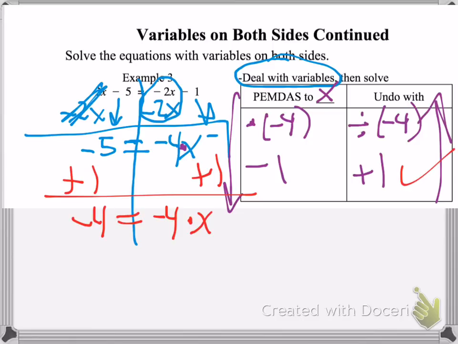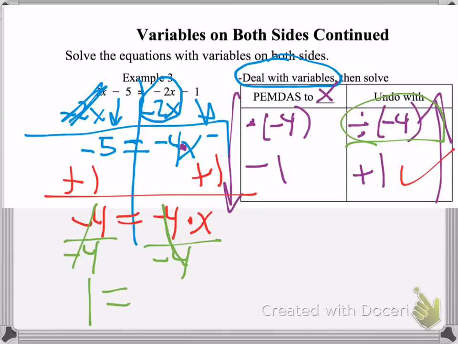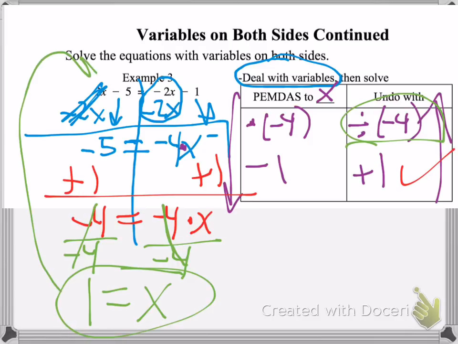So that was this step. Done. Then I'm going to divide both sides by negative 4. Negative 4 divided by negative 4 is just 1. So we got 1x or just x. So our answer is x equals 1. You could plug it back in and check for sure.